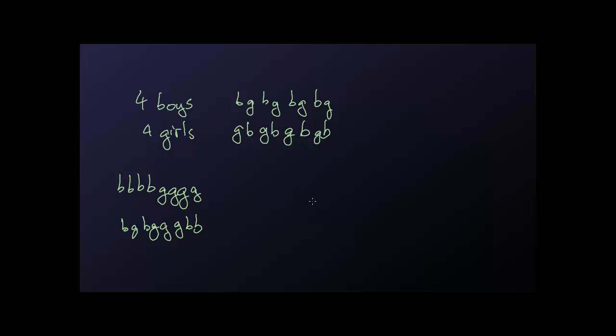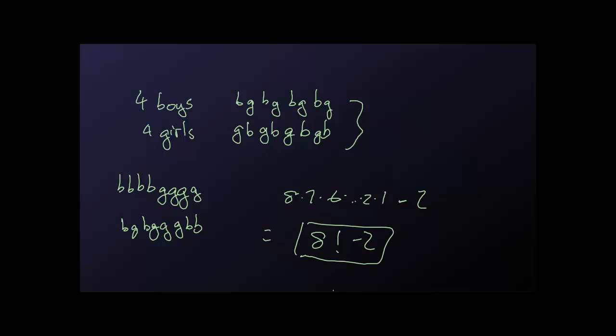How many total arrangements of boys and girls are there on this bench? Well, we can have 1 of 8 people in the first seat. We can have 7 in the second, 6 in the third, all the way to 2 and 1. So we have 8 factorial minus the total number of ways where a boy does sit next to a girl, and that's 2. So our answer would be 8 factorial minus 2, which is the total number of ways a boy does not sit next to a girl on this bench.